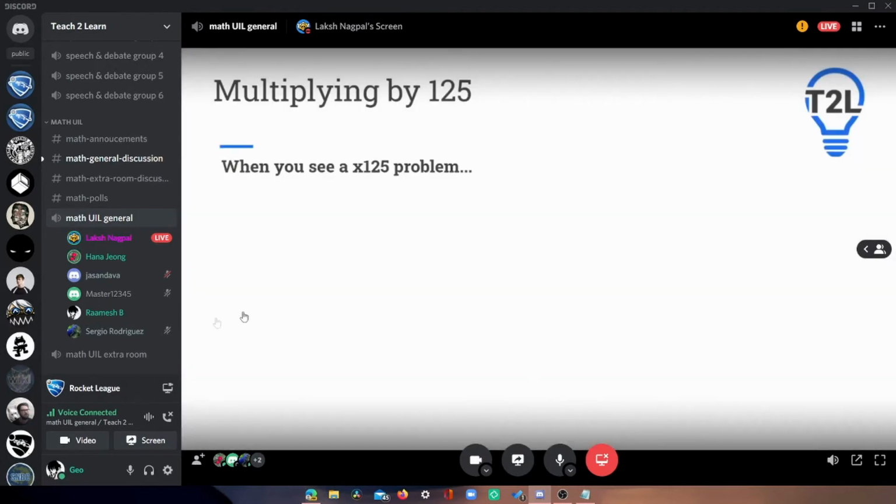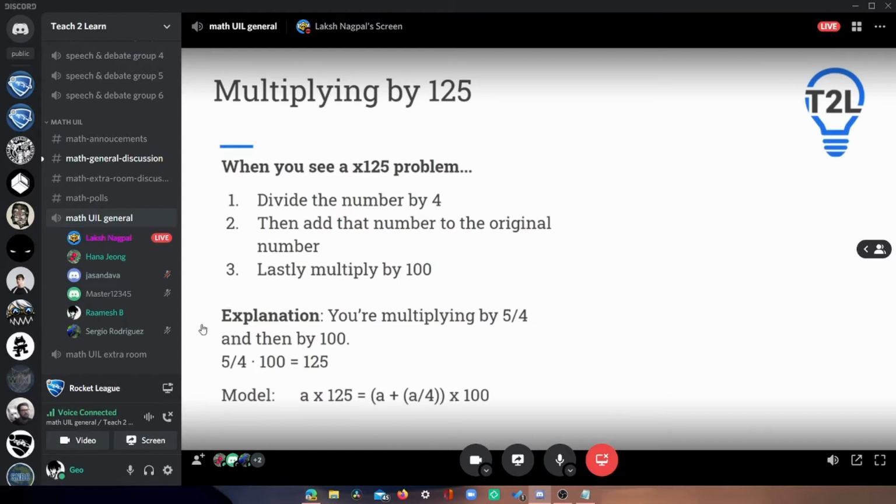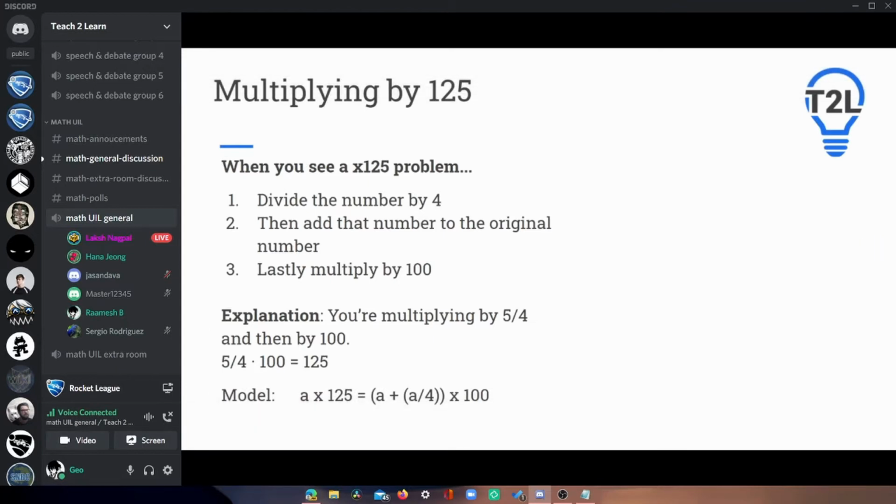Okay, so multiplying by 125. With this one, you're always going to first divide the number by 4, but then once you divide it by 4, whatever number you get from that, you want to add it back to the original number. So if you have a number a times 125, first divide a by 4, and then whatever you get from there, add it back to the original a value. And then once you add that back, just multiply by 100, and then you should get your final answer.